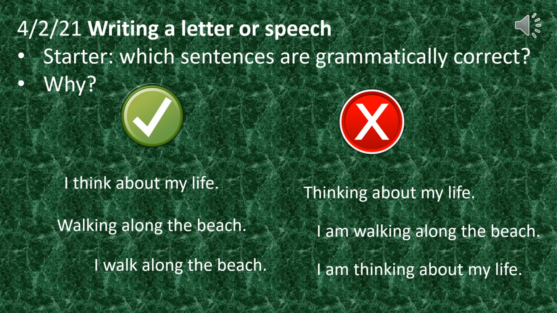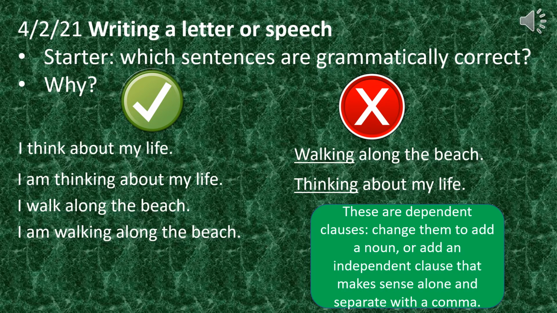Due to some of the grammatical errors in the recent writing mock, I wanted you to think about what actually comprises a sentence. I have some sentences here and I'd like you to copy them down in two columns for correct sentences and incorrect sentences. The sentences are: I think about my life, walking along the beach, I walk along the beach, thinking about my life, I am walking along the beach, I am thinking about my life. So please arrange those in two columns, good sentences and those which are not grammatical sentences.